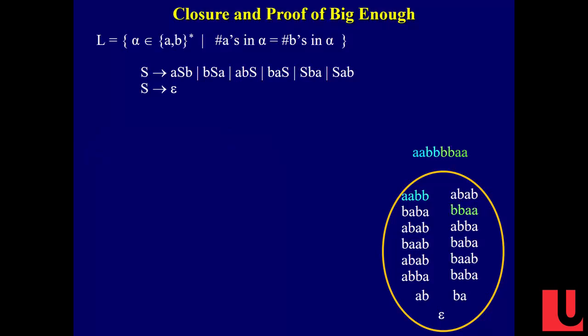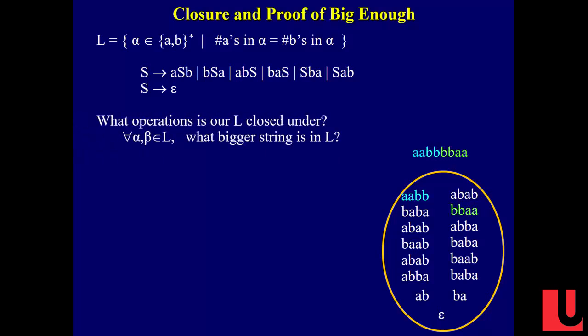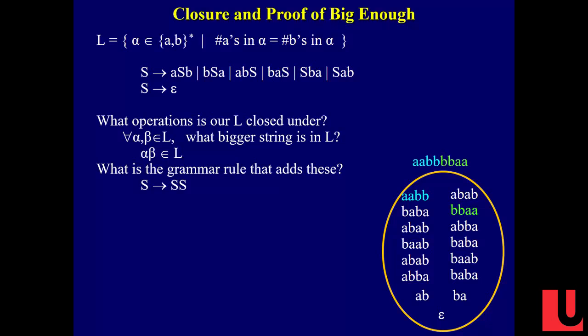We want to say suppose alpha and beta are both in the language. If alpha and beta are both in the language, then alpha beta is in the language. Right? And what rule do we use? S goes to SS. So you can split this in half and say this is the alpha and this is the beta. In fact, I kind of color coordinated it so you get that idea. Right?